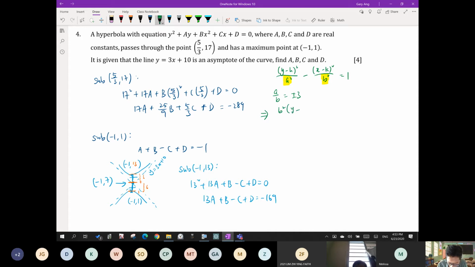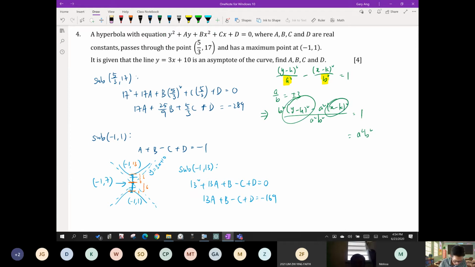B squared (y minus h) plus a squared (x minus k) over a squared b squared equals 1. Cross multiply, this will be equal to a squared b squared. Now, I'm not going to expand every single thing. Not important. But one thing that is very telling is that inside this expansion, if you go and expand, you're going to get y squared. There is a y squared. Inside this expansion, there is an x squared. There is an x squared.